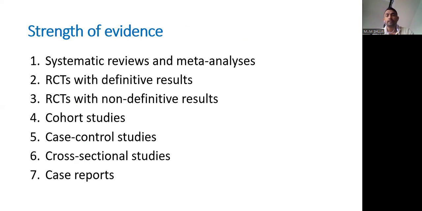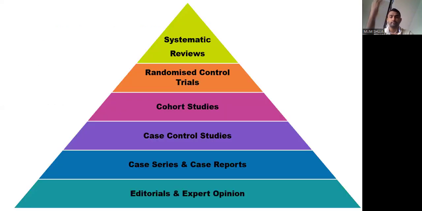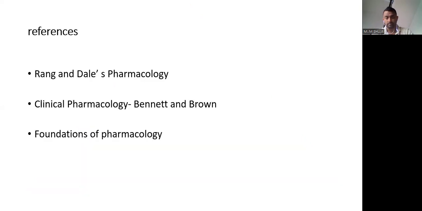There are different strengths of evidence for clinical research. The top one is systematic reviews and meta-analysis. Then randomized clinical trials with definitive and non-definitive results, cohort, case control, cross-sectional studies, case reports, etc. This is the diagram, or hierarchy, of the evidence of the research.